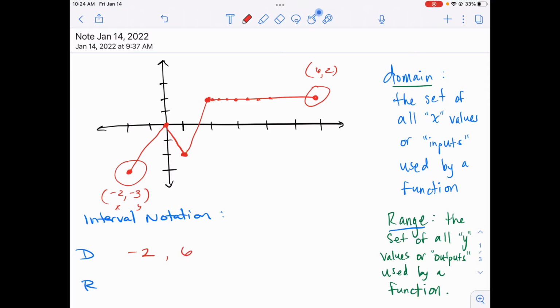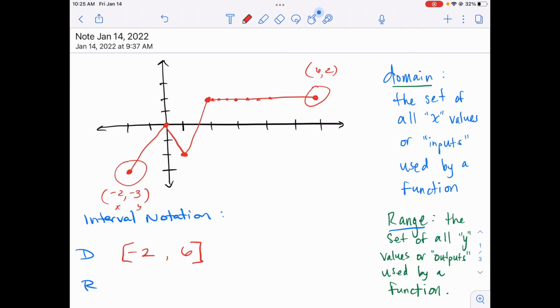Now, our graph absolutely starts and stops with those points. So these brackets indicate that those points are parts of the function and parts of the domain that I'm talking about. So we have an actual point with an x value of -2. We have an actual point with an x value of +6. So those brackets indicate that those points using those x values are included in the domain.